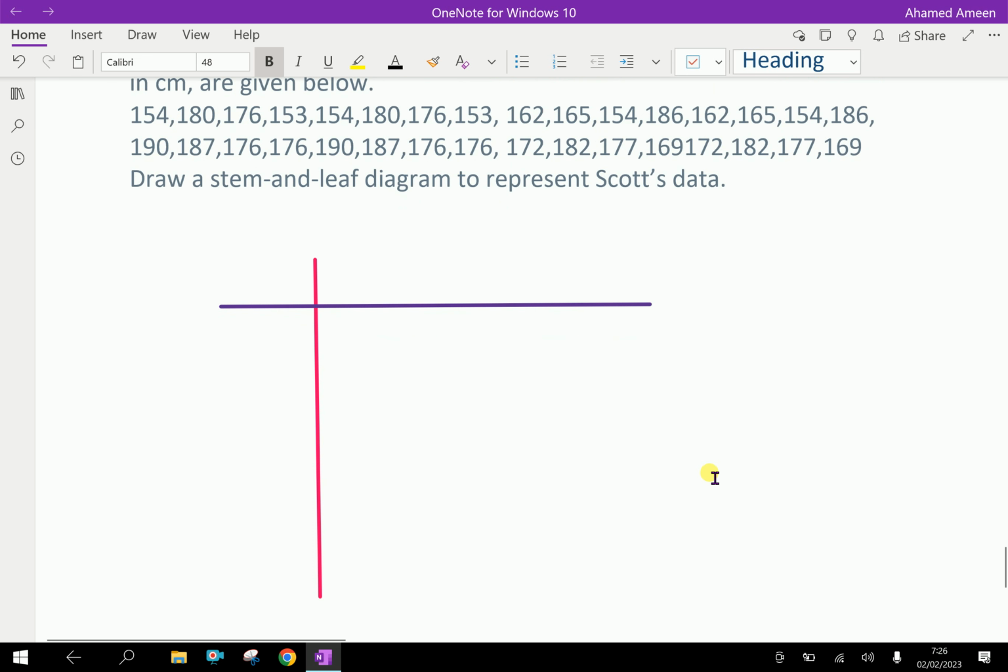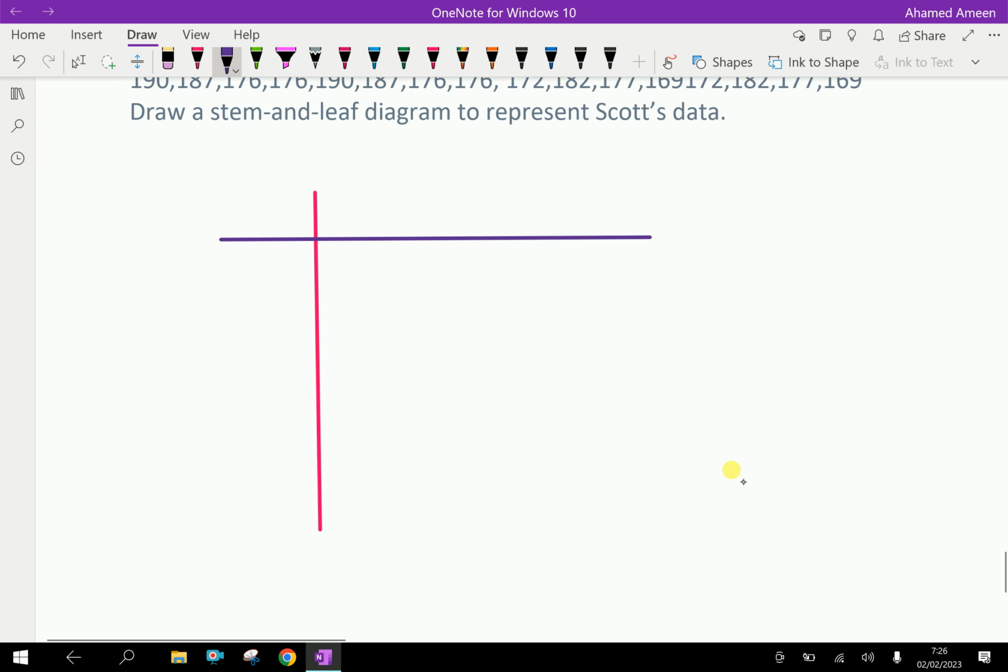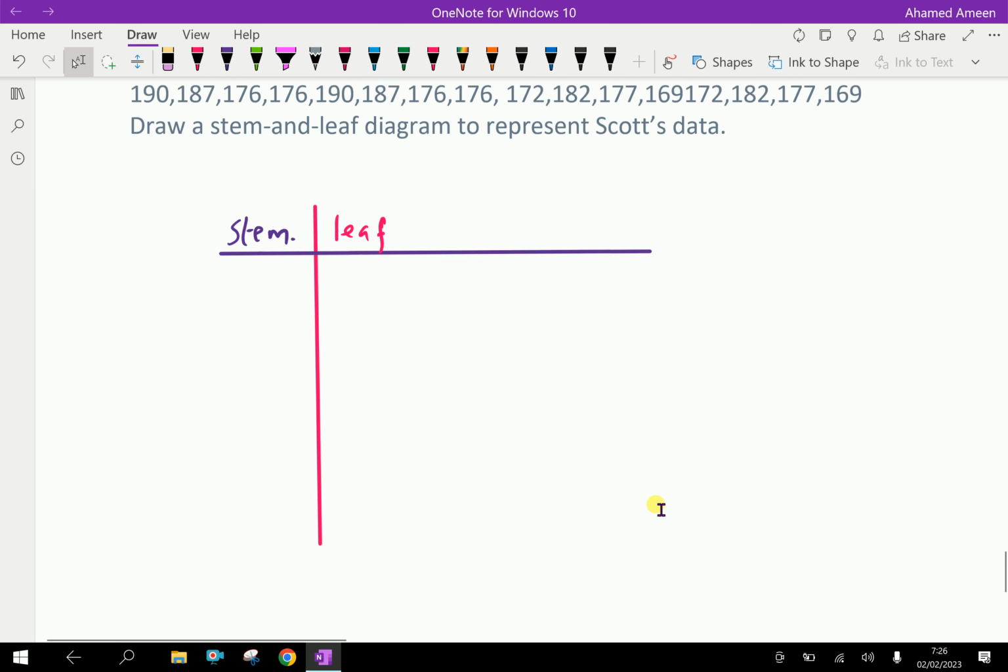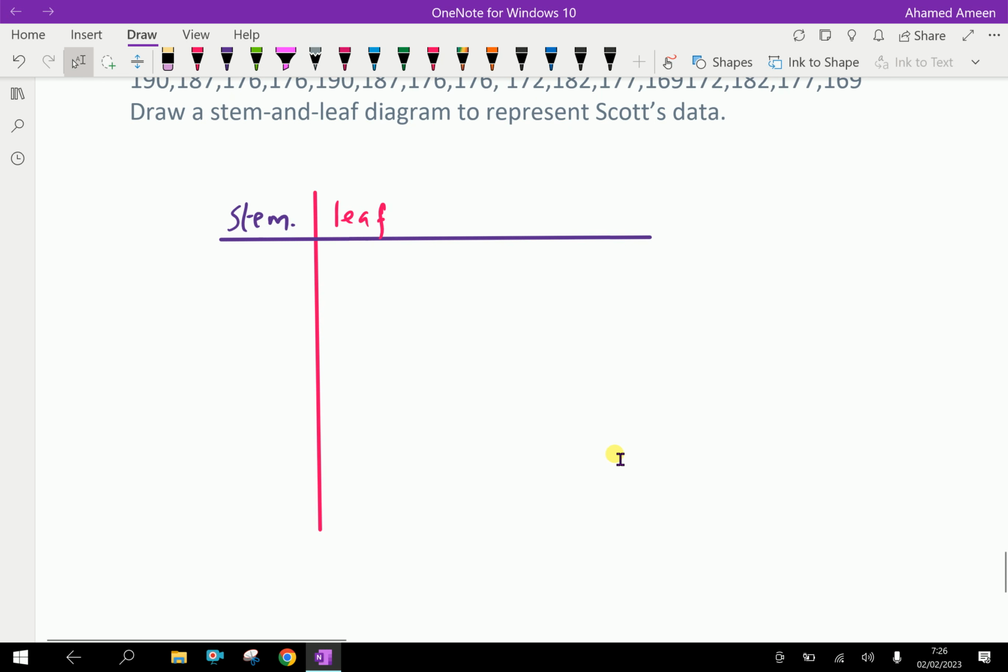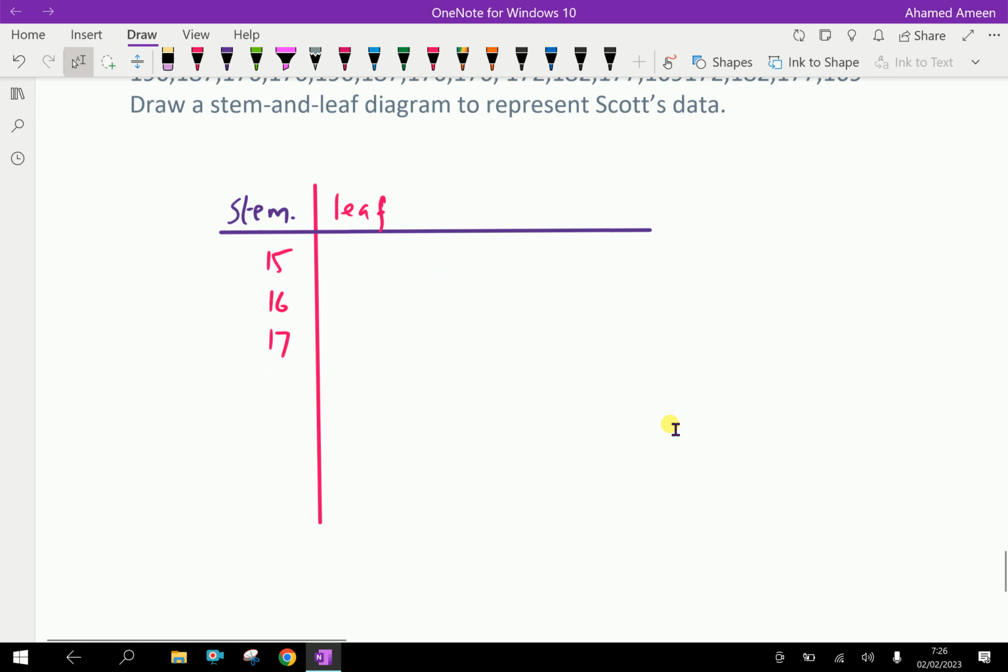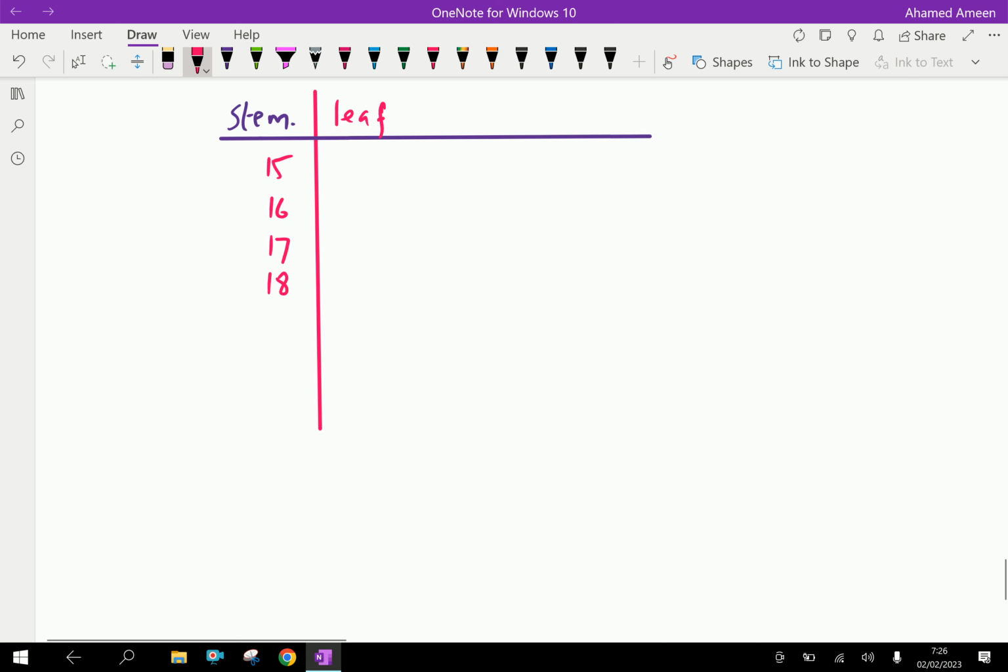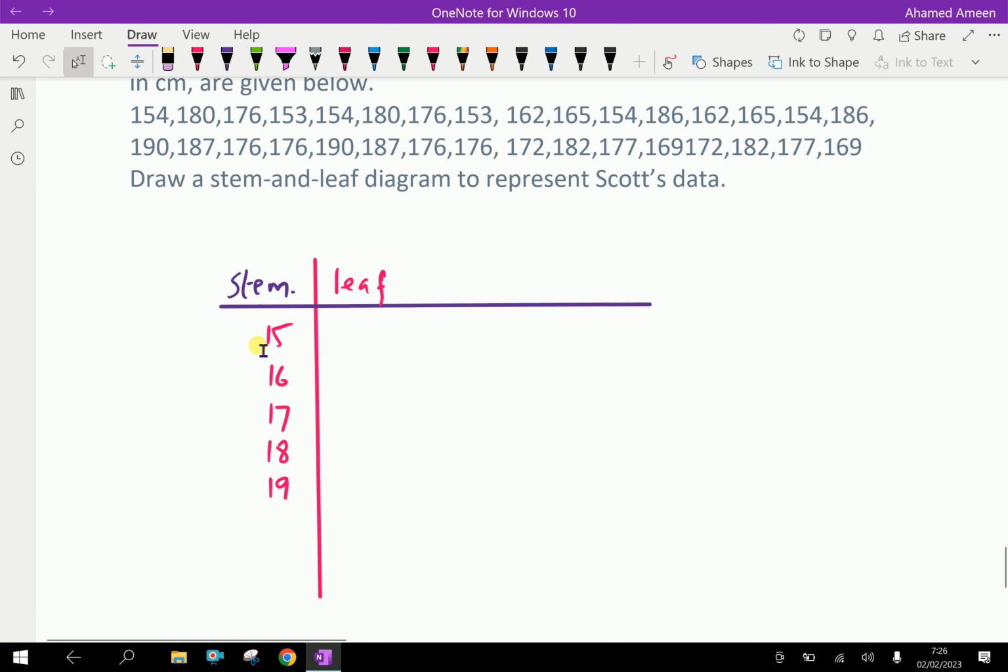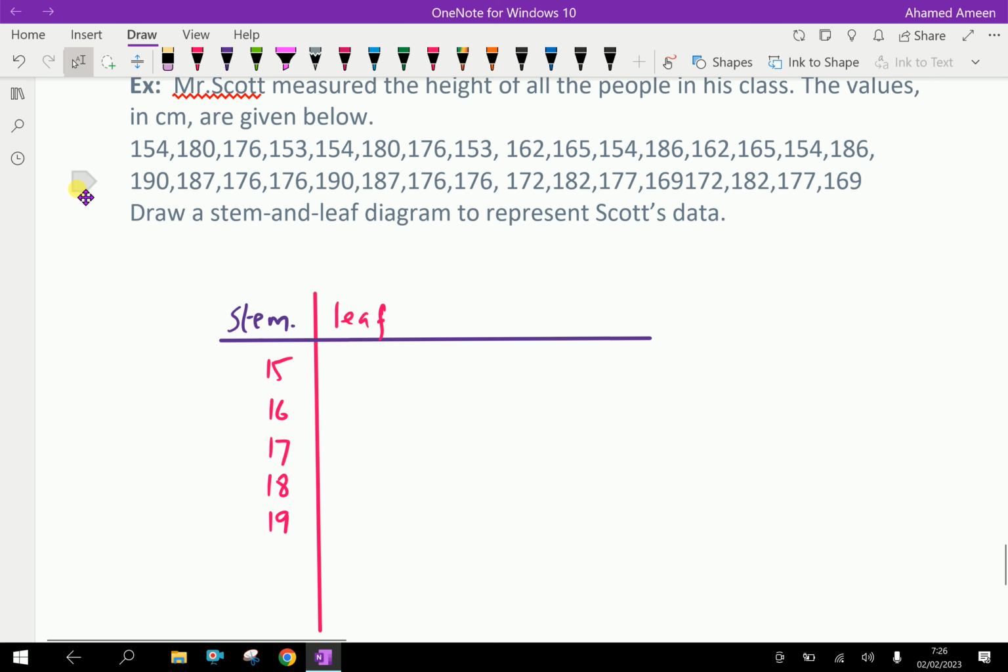15. Here, this is a stem. This is a leaf. The stems start with 154, so here 15, 16, 17, 18, 19. So these are the first two digits for the stem. Look here, first we will fill in the numbers one by one.